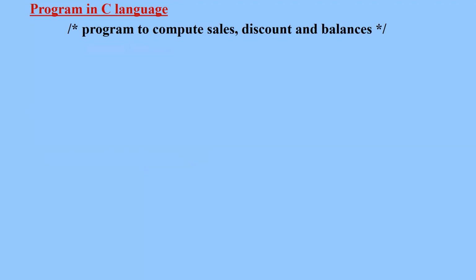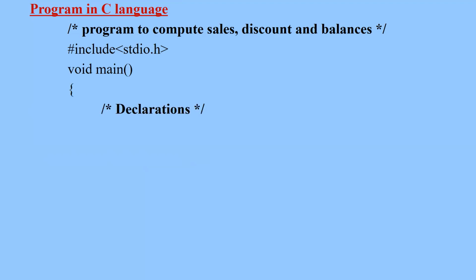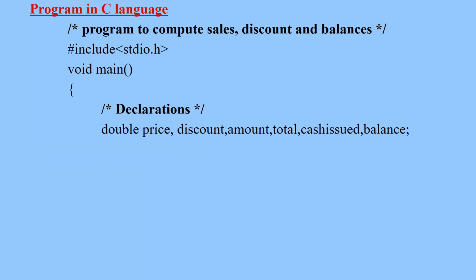Hash include, so we include our header file for input and output, because we are going to make use of the keyboard and screen. Then we have void main, so it's no longer int. And then we declare our variables. In this case, double. We declare our variables as double. That means they can hold numbers with decimal points, their fractional parts.